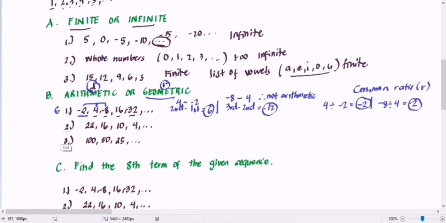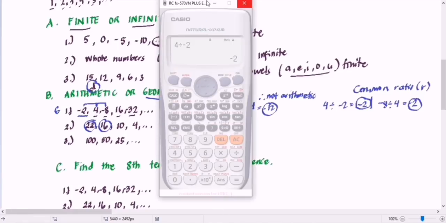So, number 2 tayo. Check natin kung arithmetic siya by subtracting. So, ima-minus ulit natin. Second muna, minus si first. So, magiging, lagay mo na dito, 16 minus 22. The answer, check natin kung gumagana yung calculator natin.